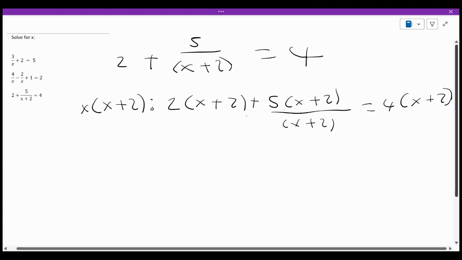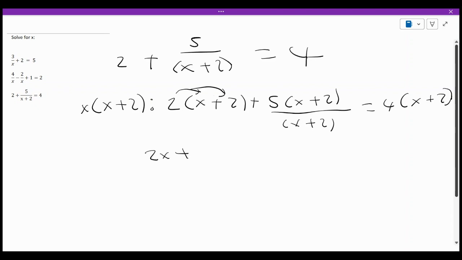All right. Now, let's distribute this 2. So it's going to be 2 times x and 2 times 2. 2 times x, that's 2x plus 4 plus, now this x plus 2, which is in brackets, will cancel this x plus 2 that's at the denominator. Then we're just left with 5. Then this is equal to 4 times x plus 8. Okay, and this simplifies to 2x plus 9, equals 4x plus 8.